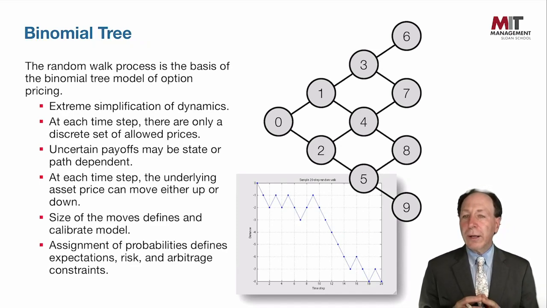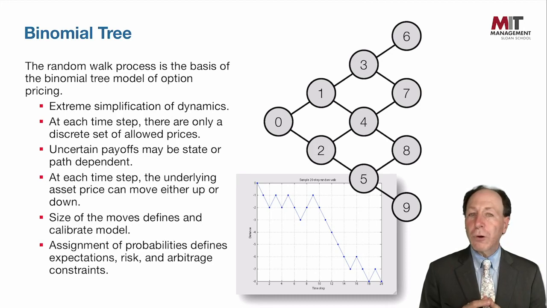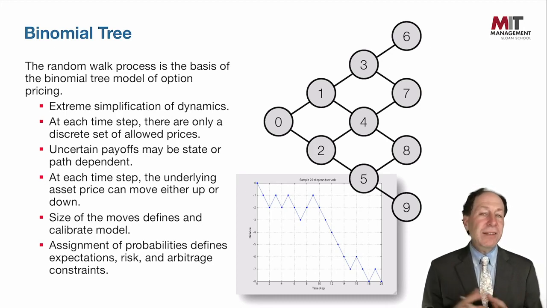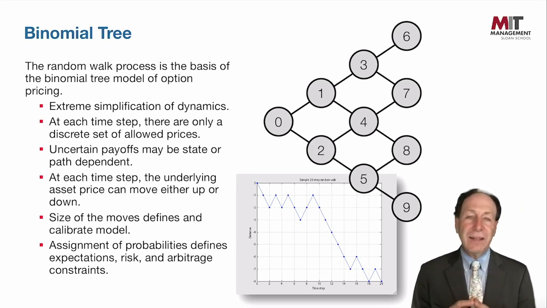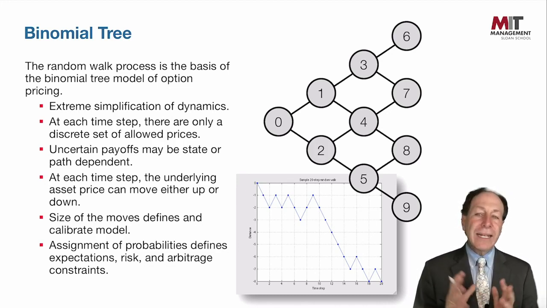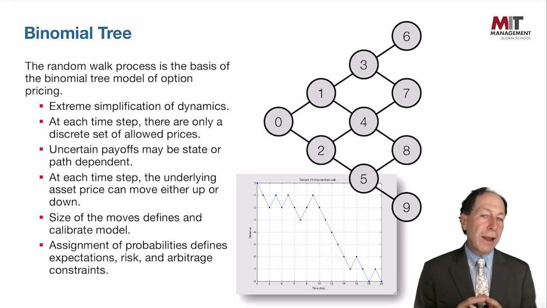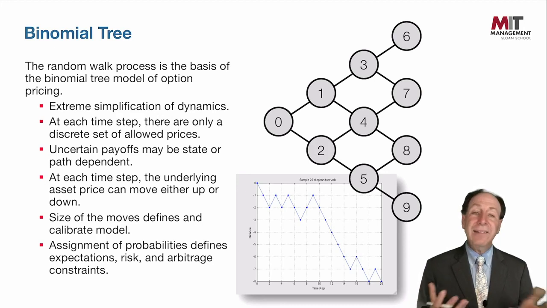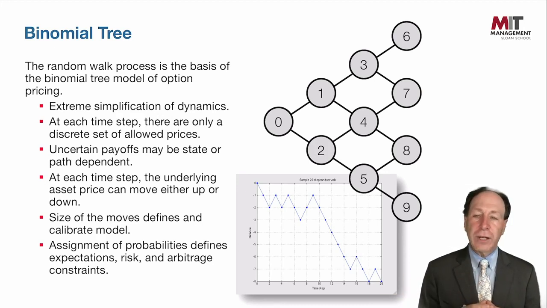So the random walk process is the basis of one approach to option pricing. And it's obviously an extreme simplification of the dynamics. But in the limit, we actually end up getting exactly the same result that we do through continuous time approaches. So in each time step, the underlying can either go up or down, and we have uncertain payoffs. Usually in this model, we think of having two assets, one risky asset and a risk-free asset, whose return doesn't depend on where we are on the tree.